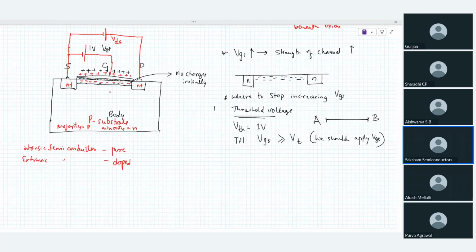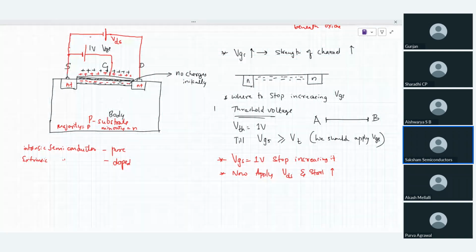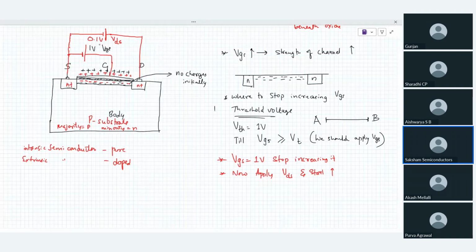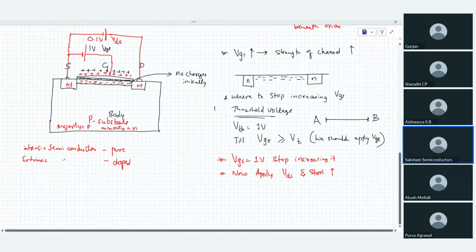Now, since I have stopped increasing VGS, let's say VGS equal to 1 volt, stop increasing it. Now apply VDS and start increasing it. Let's say that I start applying VDS from 0.1 volt. Now again, the same phenomena. What is going to happen? This is the particular thing where a lot of different phenomena are going to take place.